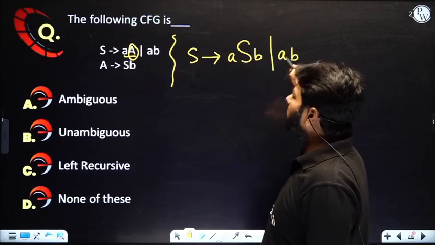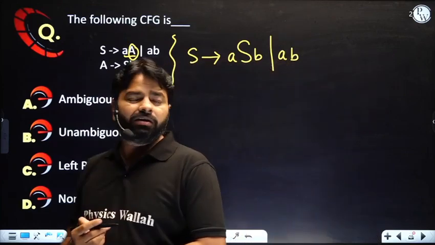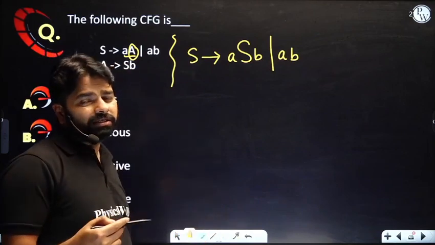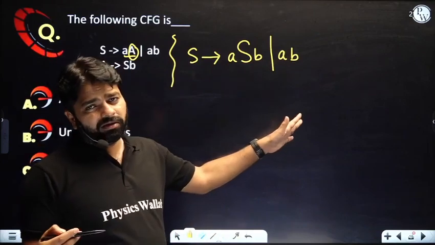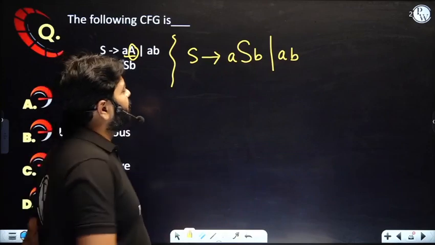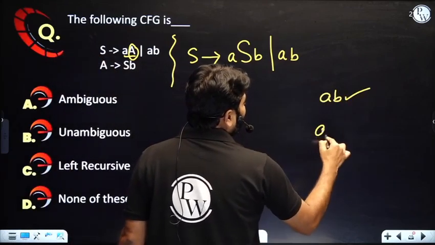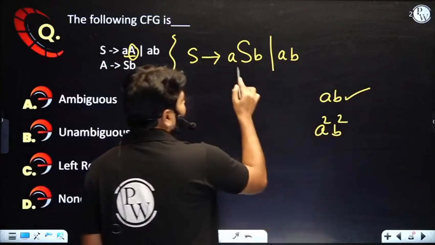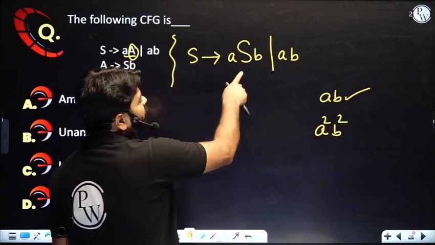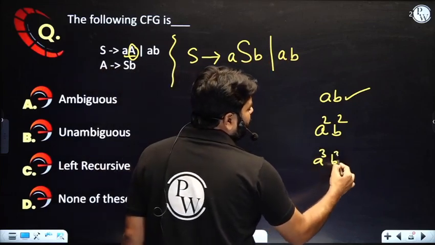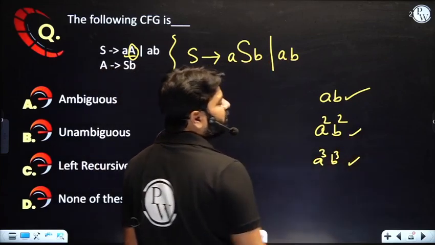Now see how many parse trees there are for every string. The grammar is simple. It's generating an equal number of A's and B's when A is followed by B's, but other than epsilon it will generate. Okay, AB has only one parse tree, and A square B square, that is double A double B, is also one parse tree. Go there and put AB here. That's it. Next one, A cube B cube. So everybody will have only one parse tree.